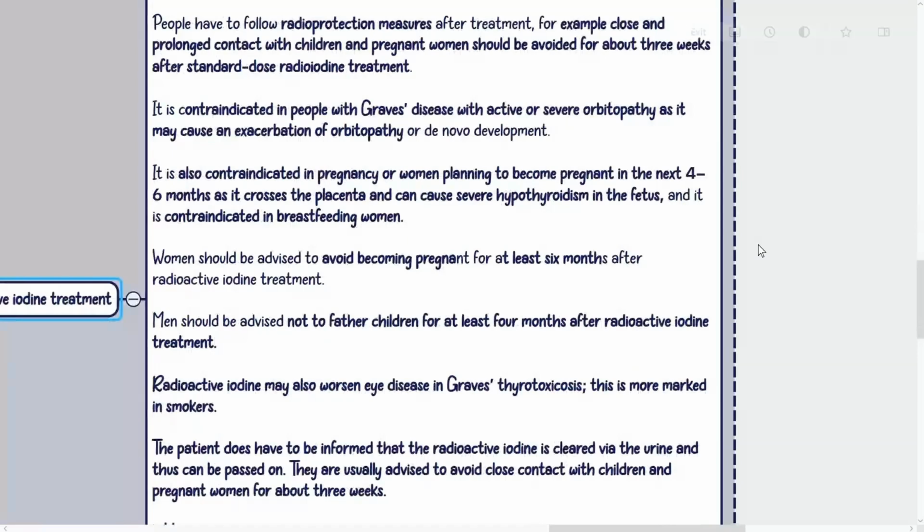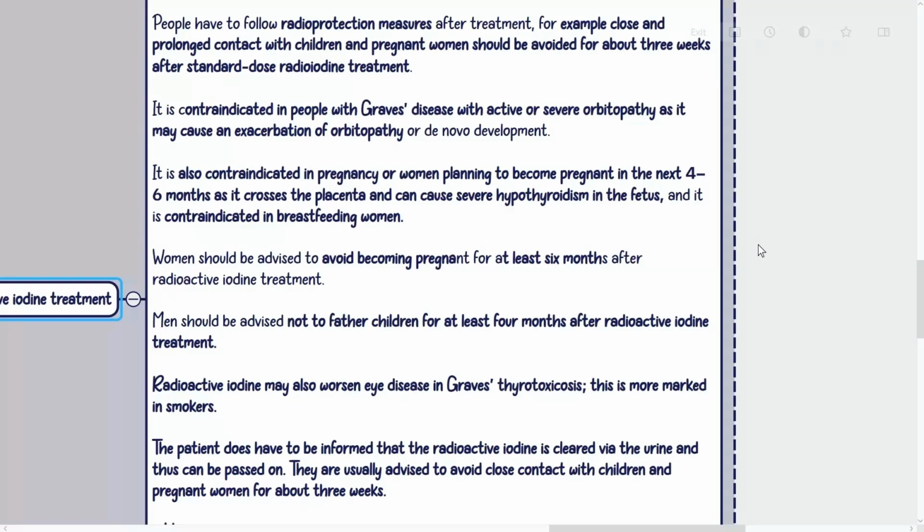People have to follow radioprotection measures after treatment. For example, close and prolonged contact with children and pregnant women should be avoided for about 3 weeks after standard dose radioiodine treatment. It is contraindicated in people with Graves' disease with active or severe orbitopathy, as it may cause an exacerbation of orbitopathy or de novo development.